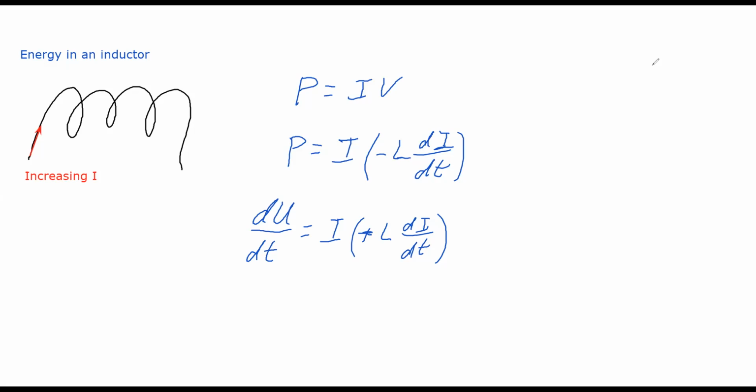Okay, so let's get our equation for U. So I'm going to take this dt to the other side. So I have I, L, di.